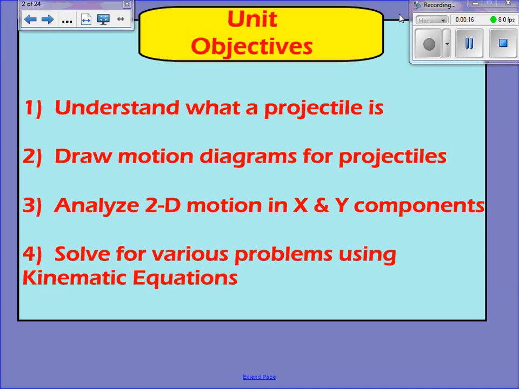In this unit as a whole, we have 4 objectives. Number 1, we're going to understand, first of all, what a projectile is, since the unit's called projectile motion. Number 2, we're going to draw motion diagrams for projectiles. Number 3, we're going to analyze two-dimensional motion in X and Y components. And then finally, number 4, we're going to use those components to solve for various problems using our kinematic equations that we learned back in Unit 3.